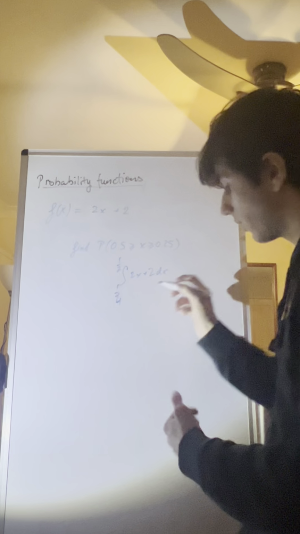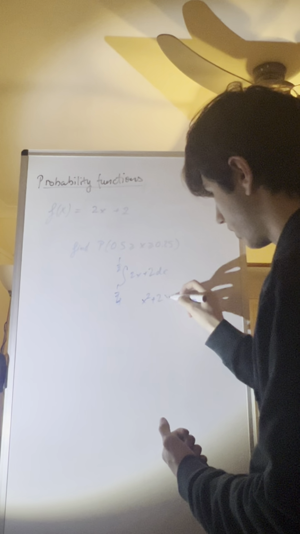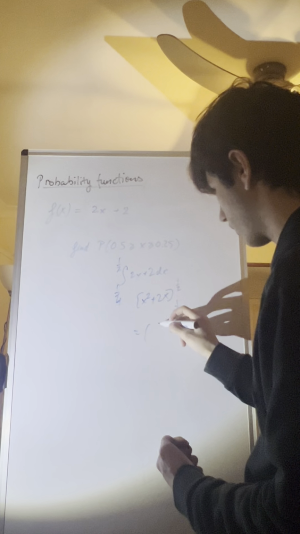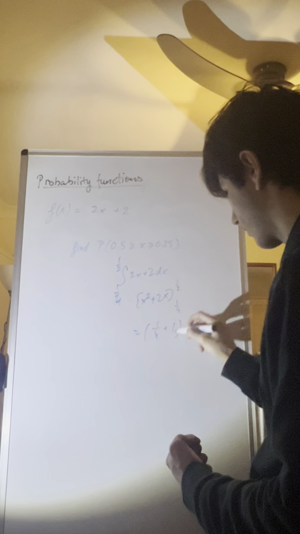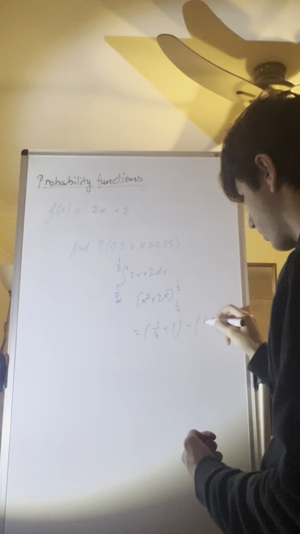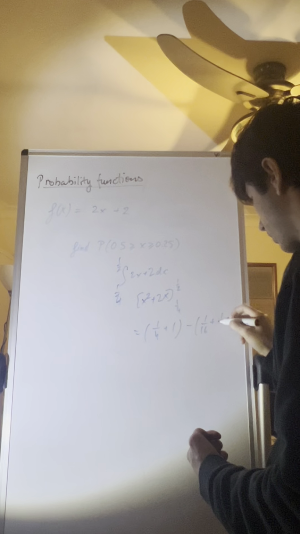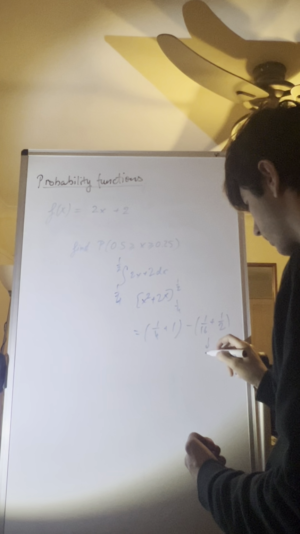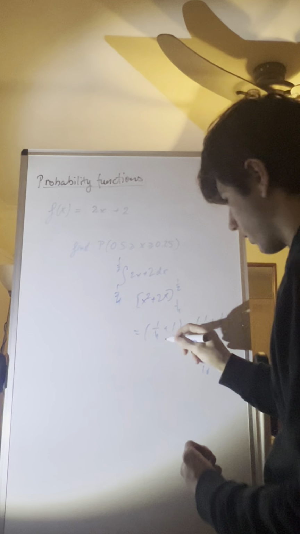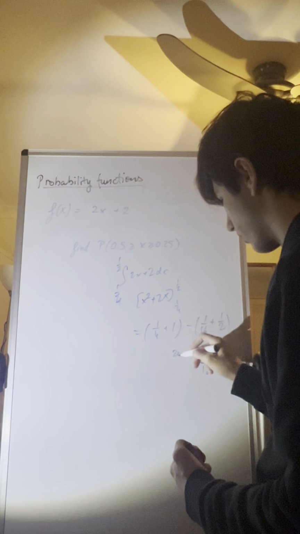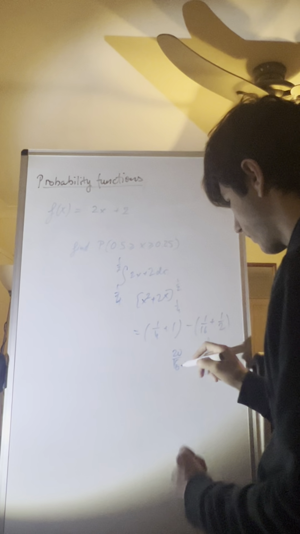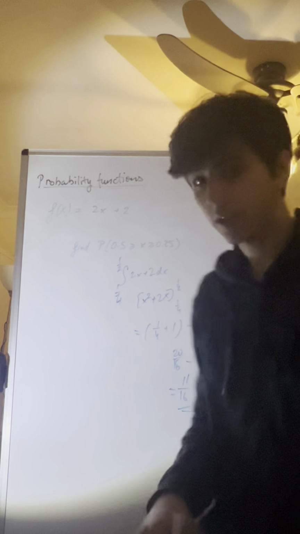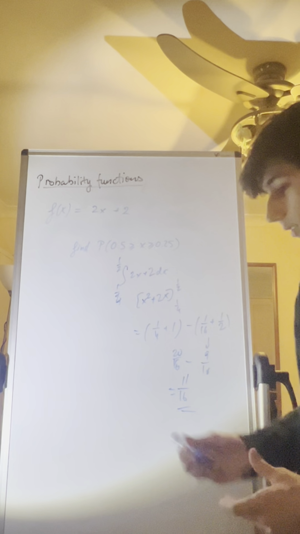So this is going to be x squared plus 2x, which is 1/16 plus 2, right? So that is just 9/16, and that is 4/4, 5, 20/16. Okay, so that is the probability.